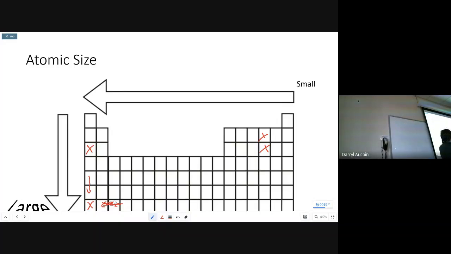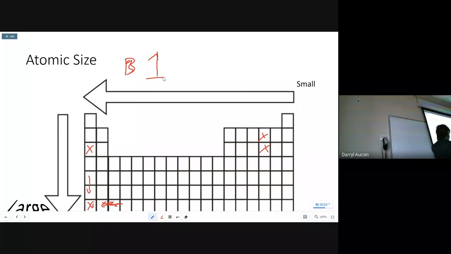But this atom right here is in the bottom corner. That's where the biggest atoms are. So this one's the biggest. I guess we'll put a number here. So that's the biggest one, number 1. Number 1's a really big atom.